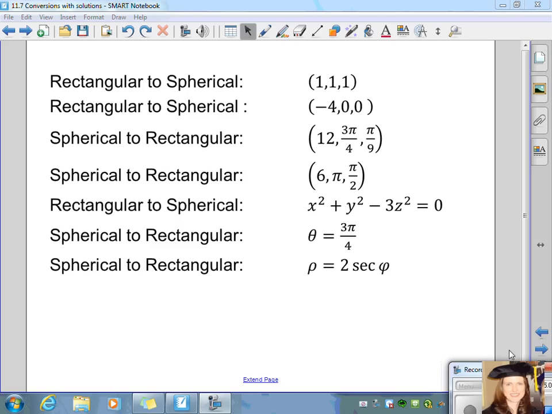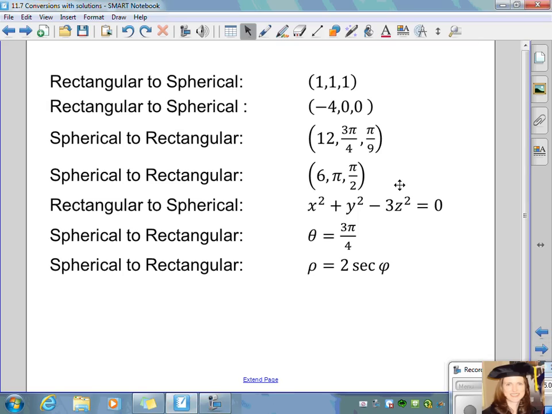In this video, we'll be converting from the rectangular to the spherical coordinate system, and we're converting from the spherical to the rectangular coordinate system. Here are some examples, and the first four examples here are points in space, and you want to convert the points from rectangular to spherical and spherical to rectangular. The last three equations represent surfaces in space, and here we want to convert from one system to the other system.